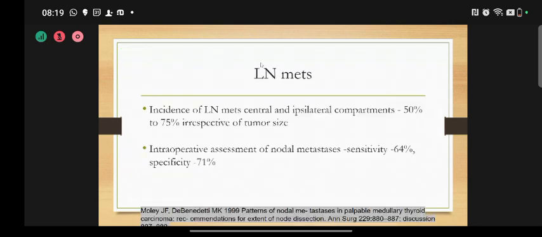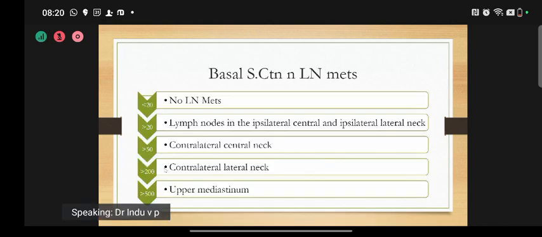So coming to the lymph node and mets in medullary thyroid cancer. The lymph node mets in the central and ipsilateral compartment carry around 50 to 75% risk irrespective of the tumor size. So the surgeon can do an intraoperative assessment in case of an ultrasound negative neck. It carries around 64% sensitivity and specificity of 70%.